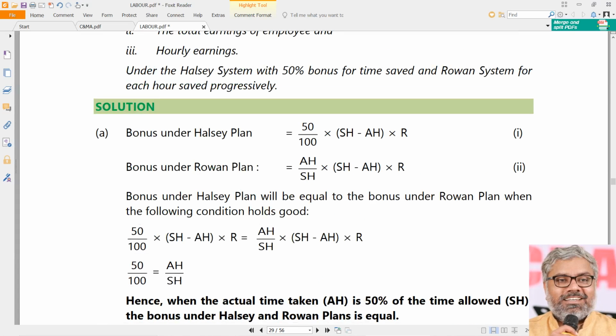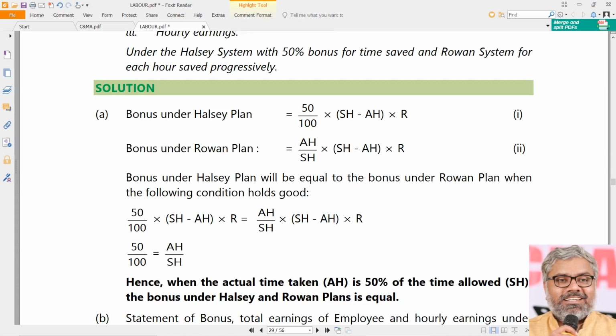We don't have any numbers here. We just have to take these notations. So bonus under Halsey plan is what? 50%, half of standard hours minus actual hours. We are talking only about bonus. We are not talking about time wages because that is the same under both plans. There is no difference in the first part. Difference only comes in the second part.